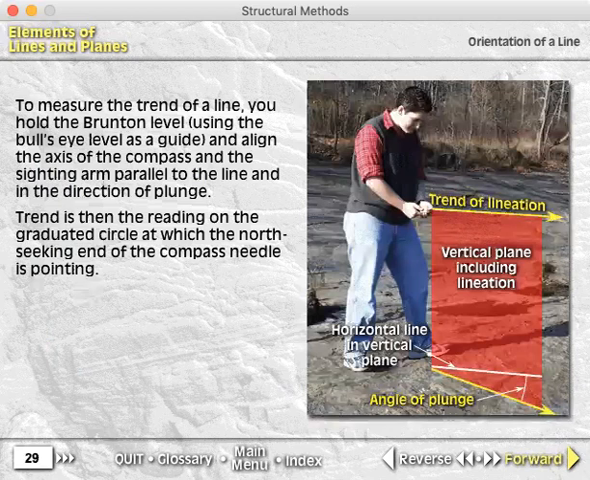To measure the trend of a line, you hold the Brunton level using the bullseye level as a guide and align the axis of the compass and the sighting arm parallel to the line and in the direction of plunge. Trend is then the reading on the graduated circle at which the north-seeking end of the compass needle is pointing. I'm hoping that's fairly straightforward. Basically, we're looking at the compass face. We're getting the direction in which the line is trending. And then, of course, from that, we can measure the plunge.